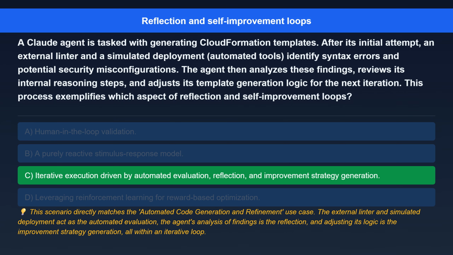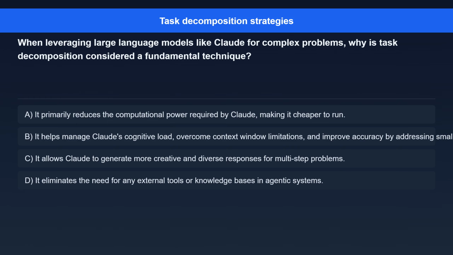The correct answer is iterative execution driven by automated evaluation, reflection, and improvement strategy generation. Here's the explanation. This scenario directly matches the automated code generation and refinement use case. The external linter and simulated deployment act as the automated evaluation. The agent's analysis of findings is the reflection, and adjusting its logic is the improvement strategy generation, all within an iterative loop.